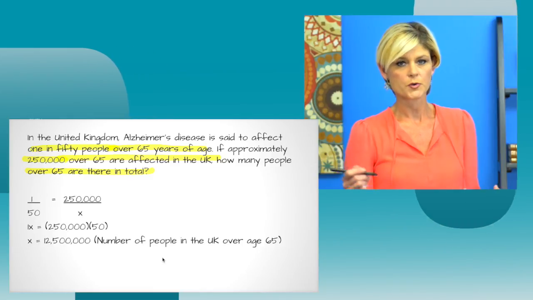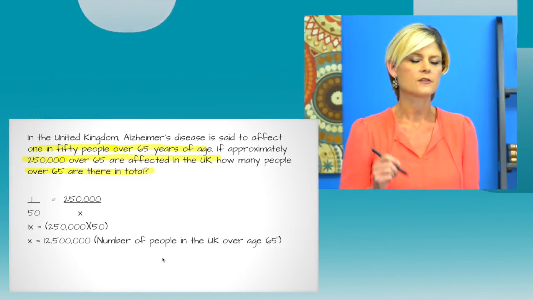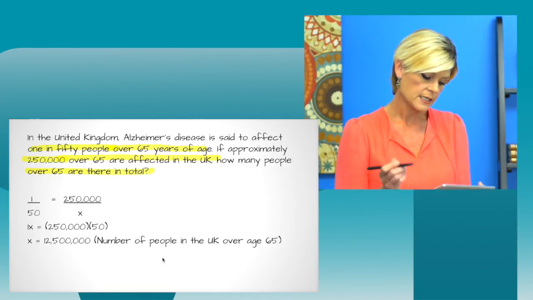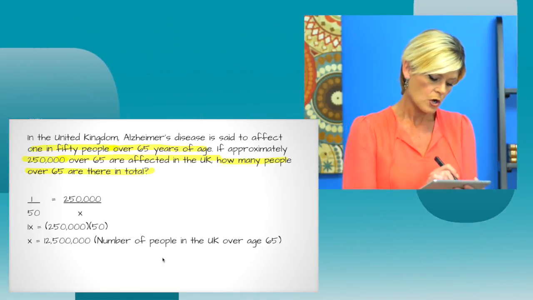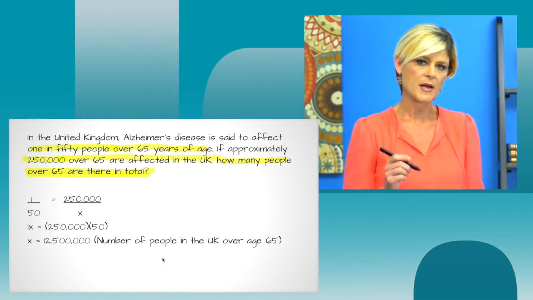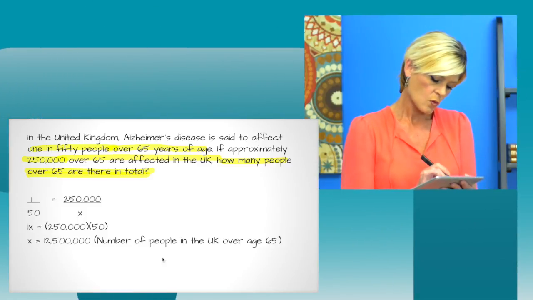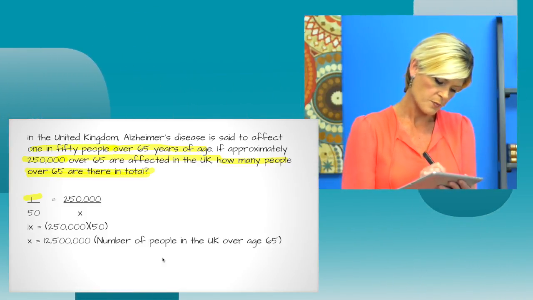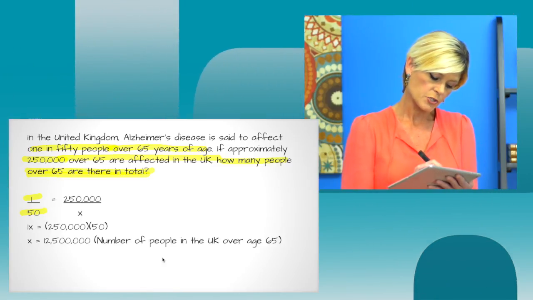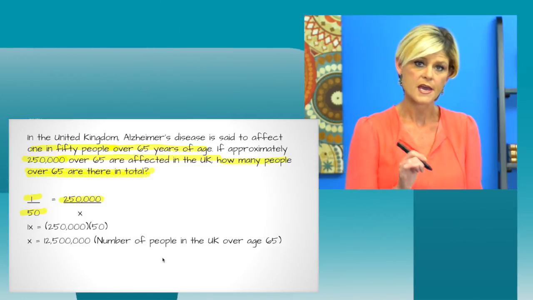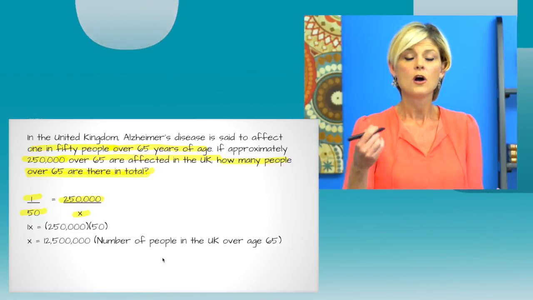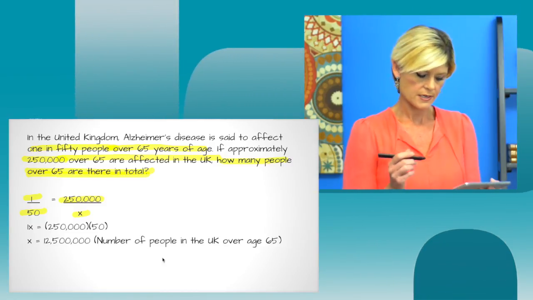Now, this is one of those problems where you really need to read carefully. What are they trying to find out? What's the question actually asking? What it's asking is, how many people over 65 are there in total in the United Kingdom? So let's set this up as a proportion and see if we can solve. We know that 1 in 50 people over 65 years of age have Alzheimer's. And we know that 250,000 people in the UK have Alzheimer's. So we're actually trying to figure out how many people are over age 65 in the United Kingdom.